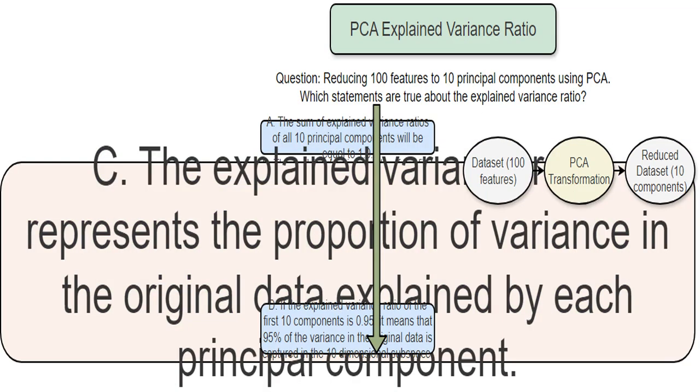This is the core definition. The ratio directly shows what proportion of the total initial variability each principal component can account for. Each component's variance ratio is its slice of the pie compared to the whole pie.